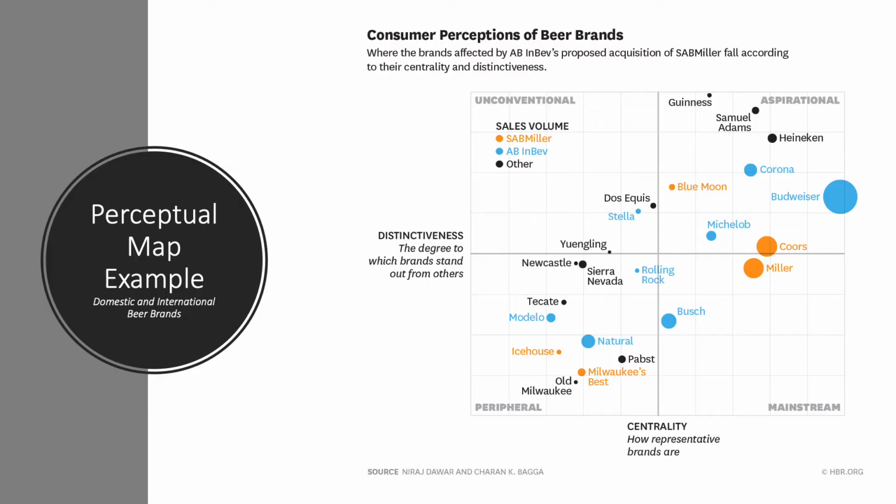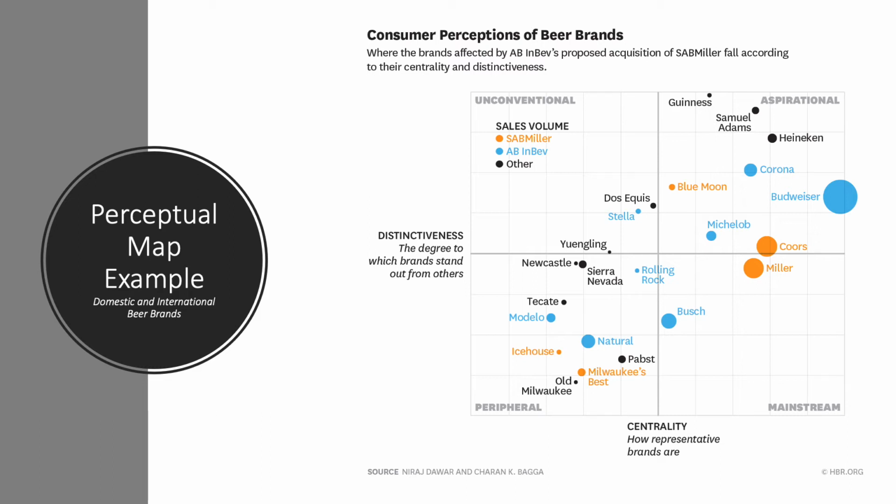For my example of a perceptual map, I pulled one for domestic and international beer brands. You can see these are all consumer perceptions of these specific beer brands, whether they are unconventional, aspirational, mainstream, or peripheral. There's also a degree of distinctiveness, which brands stand out from others, and centrality, how representative the brands are. Another thing to note is that how large the circle is shows the percentage of market share they have in those areas.